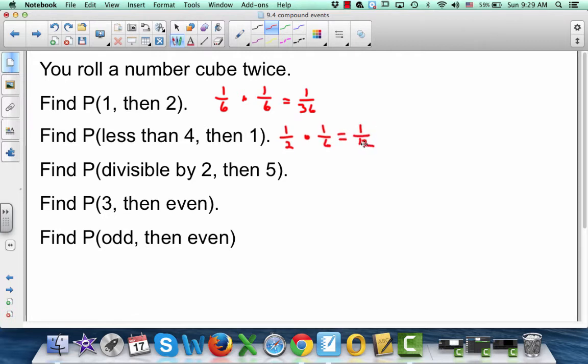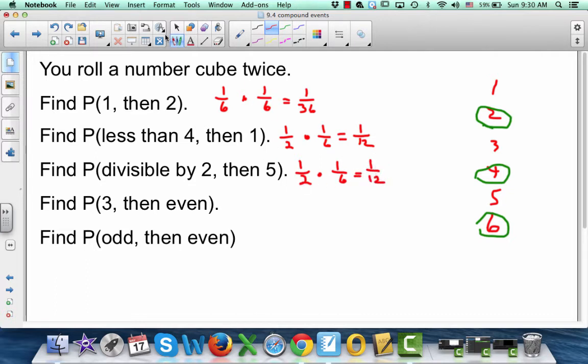All right, the probability of a number divisible by 2, then a 5. Let's write them out here. 1, 2, 3, 4, 5, 6. That's our sample space. The numbers that are divisible by 2 are 2, 4, 6. So we've got divisible by 2, there are 1 out of 2, and then a 5 would be 1 out of 6. So once again, that'll be 1 out of 12.